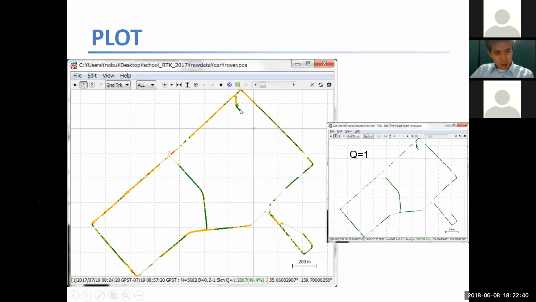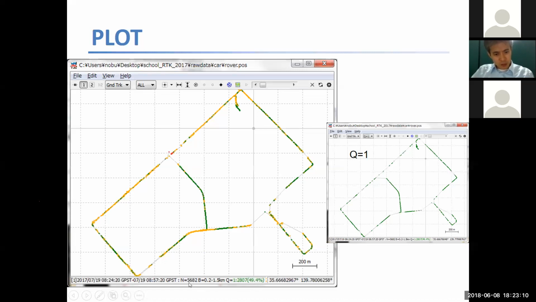Here is our campus. We start here and the course goes like that, repeats in this area, goes to here and back, and returns to our campus. If you'd like to see only RTK fixed positions, change from All to Quality equal to 1. Quality equal to 1 means RTK fixed solutions.